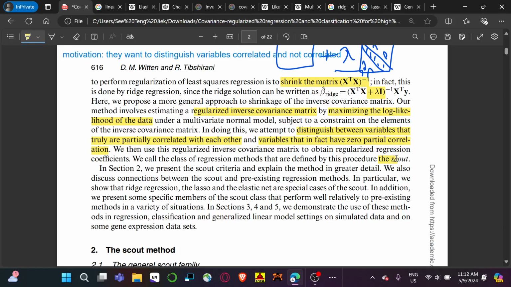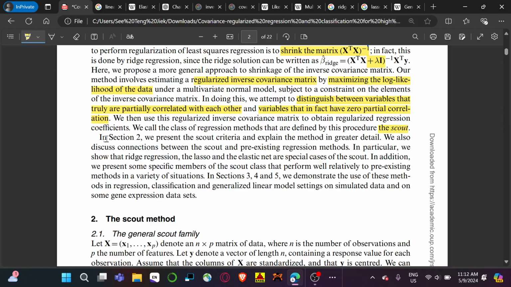Yeah, but I'm not so sure why they call it that though. Yeah. So they call their approach the Scout, right? So in section 2, they present the Scout criteria and explain the method in greater detail. They also discuss the connections between Scout and existing regression approaches, and they show that ridge regression and so on are special cases of Scout.